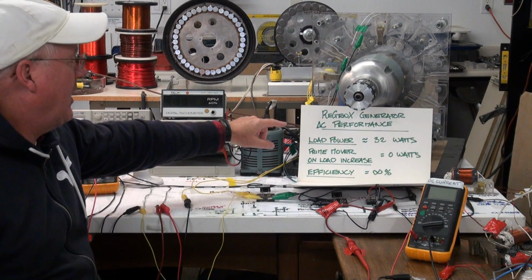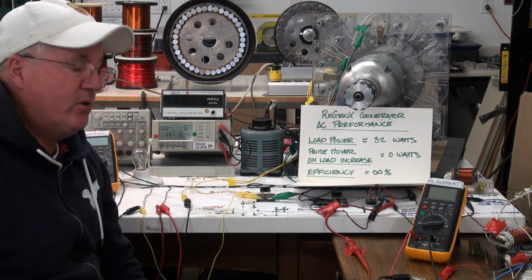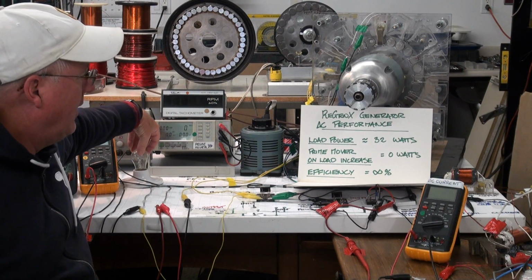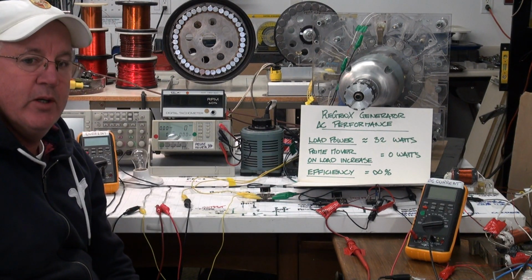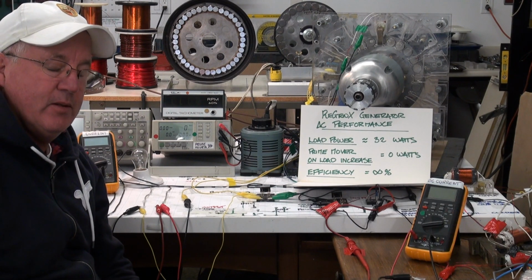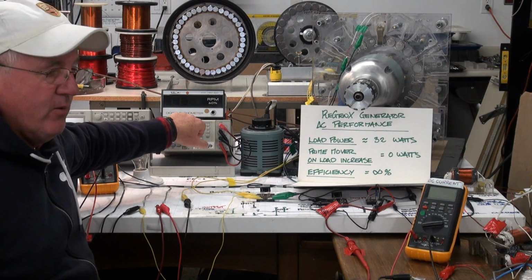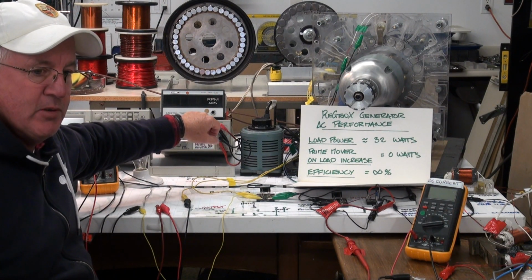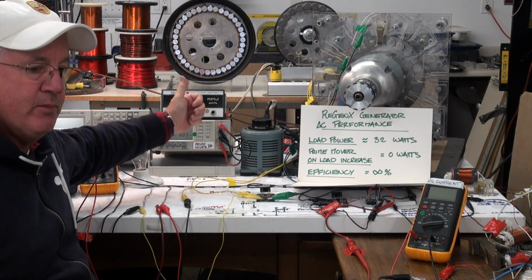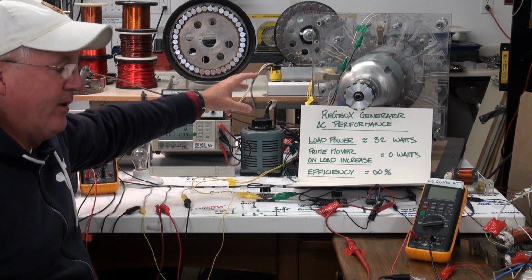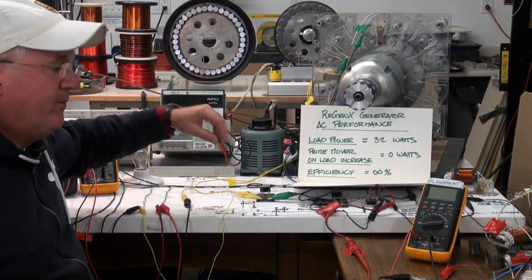And the ReGenX generator will deliver about 32 watts to the load. And the prime mover increase will be 0. So above what is required to establish rotational equilibrium, there will be no additional power required by the ReGenX generator when it's delivering power to the load.